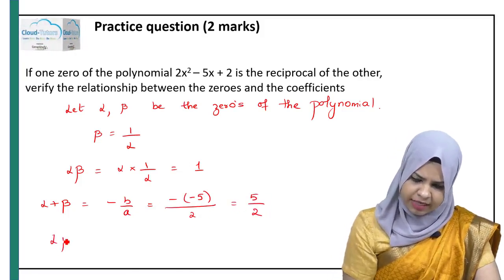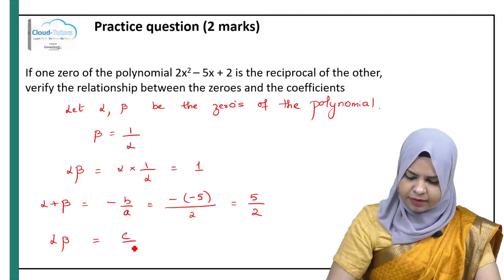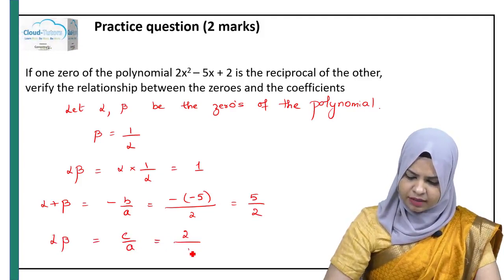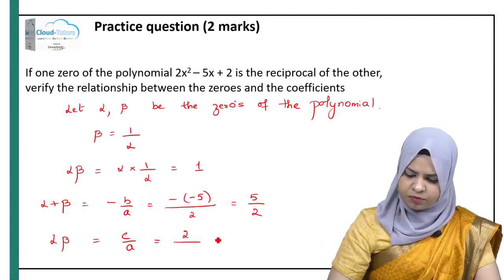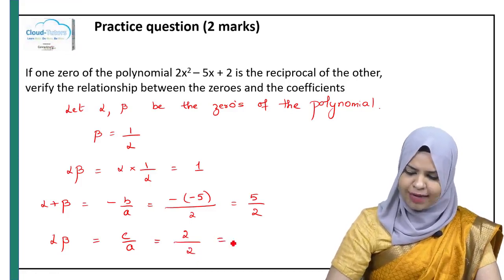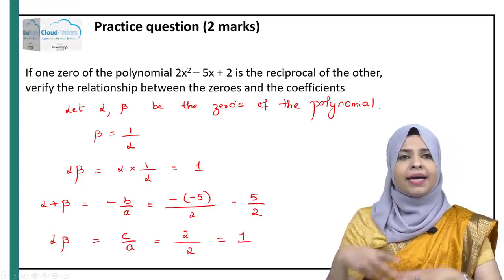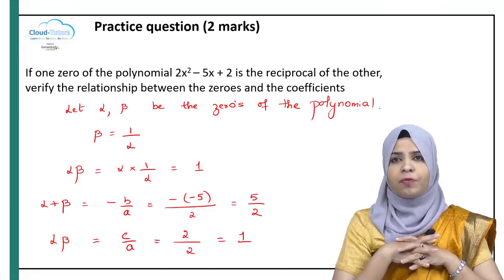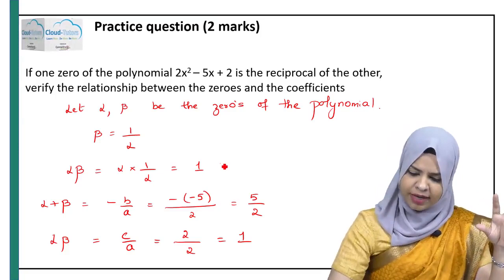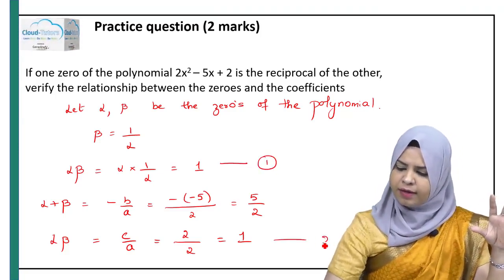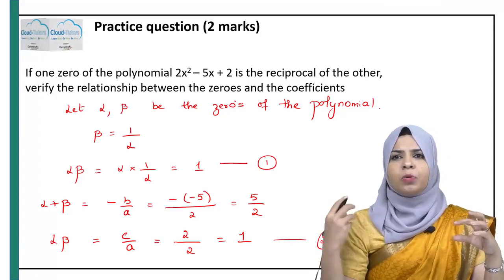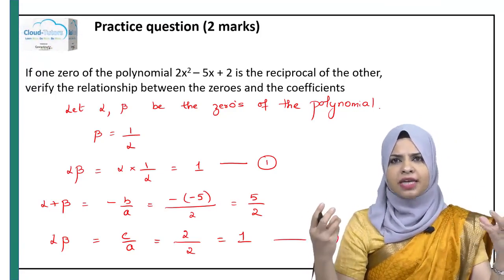And what is alpha beta equal to? C by a. What is it equal to? C is 2 and a is 2. 2 by 2 is 1. So by this we were able to prove that the value of alpha beta is equal to 1. We have verified the relationship between the zeros and the coefficients as well.